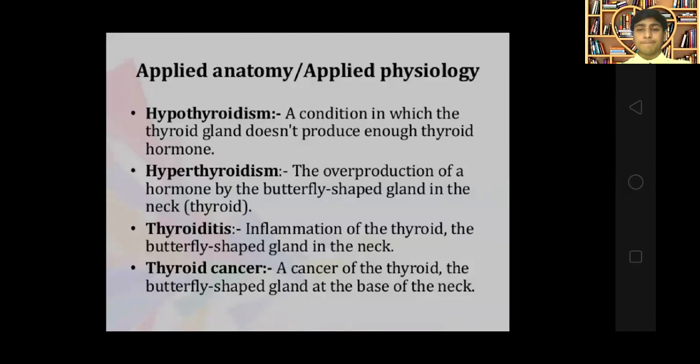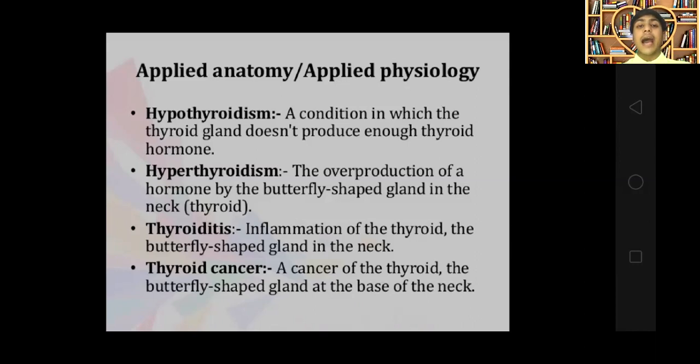There are some disorders of the thyroid gland if we have excessive intake of iodine in our body or a lack of iodine in our body. What are the features that appear in these situations? First one is hypothyroidism. It is a condition in which the thyroid gland doesn't produce enough thyroid hormone. It means it doesn't produce T3, T4, and calcitonin.